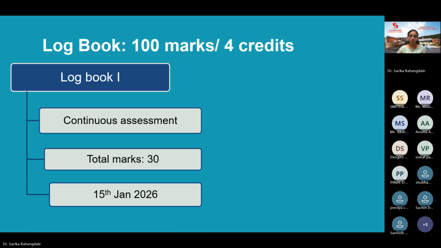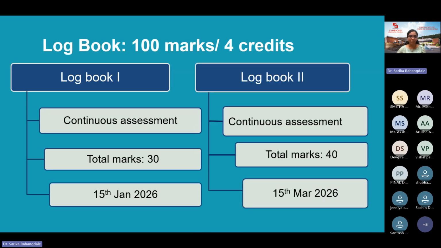There are two kinds of submission of logbook. One is a continuous assessment and the second is a term end assessment. So logbook 1 and logbook 2 are part of the continuous assessment. Today's session is on logbook 1. I will conduct a separate session on logbook 2.